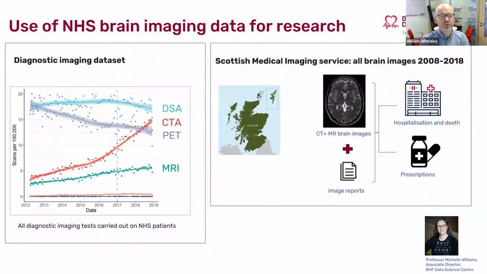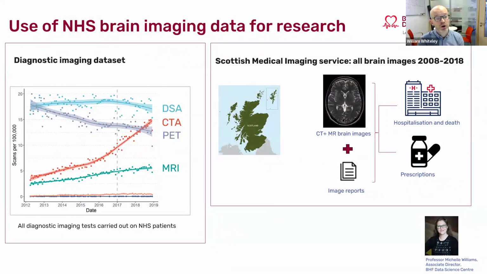The next thing we'll be addressing is the use of NHS brain imaging data for research. So when we have been using brain imaging data for research up until now, what we've largely been using is our own smaller research data sets, or perhaps data sets that sit in individual hospitals. And there are data sets now available to us that allow us to look at the use of diagnostic imaging at a national scale.